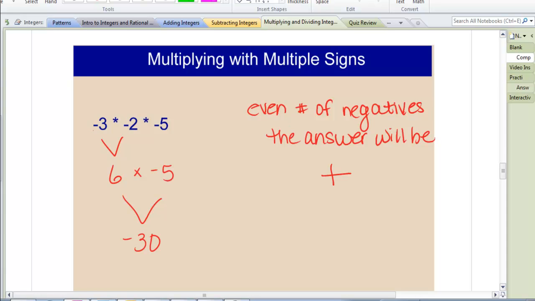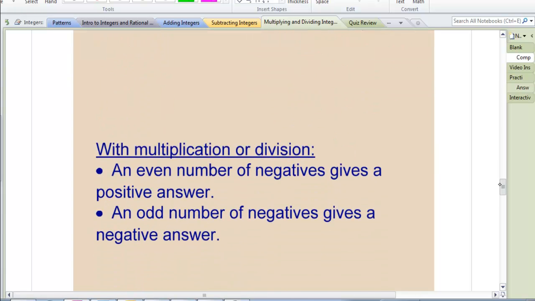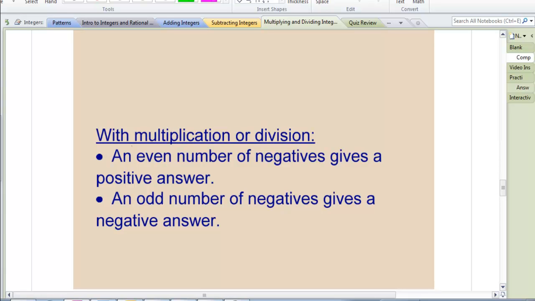So in this case, we don't have an even number. We have 1, 2, 3 numbers that are negative. So we have 3 negatives being multiplied together. So if I have an odd number of negatives, the answer will be negative. And I have that written out for you. With multiplication or division, an even number of negatives gives a positive answer. So even gives you positive. An odd number of negatives gives you a negative answer.